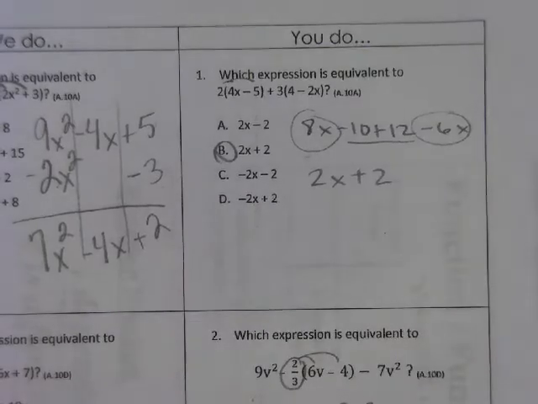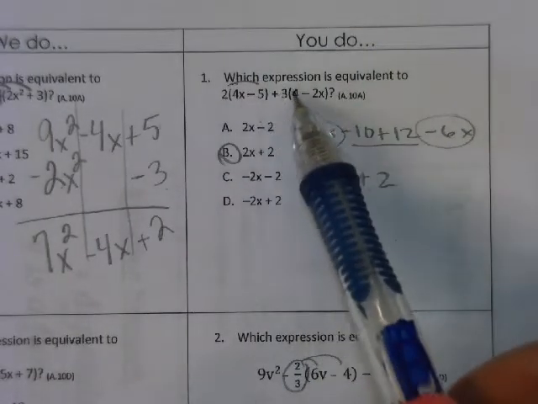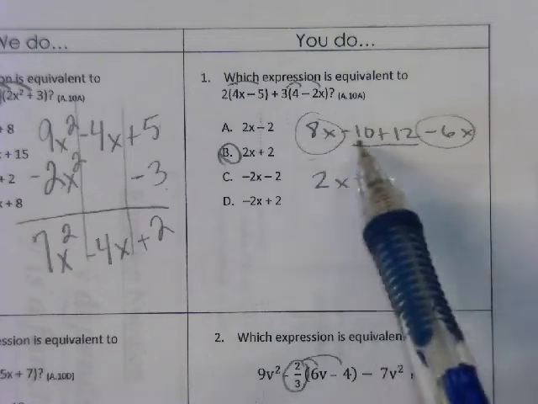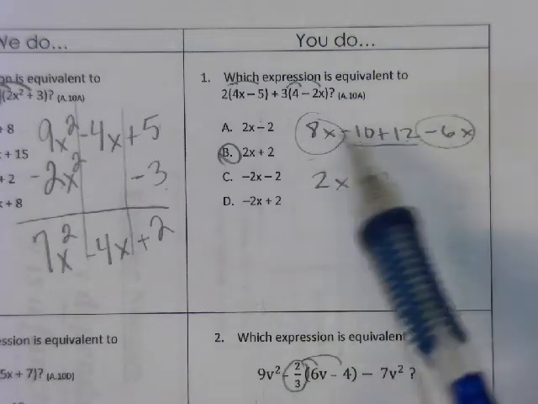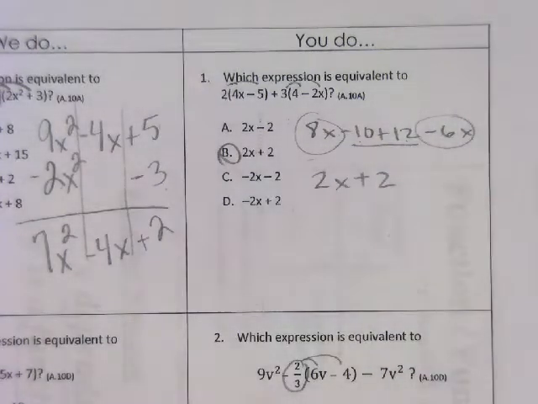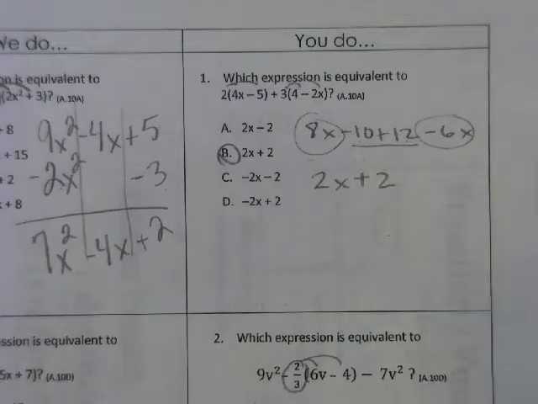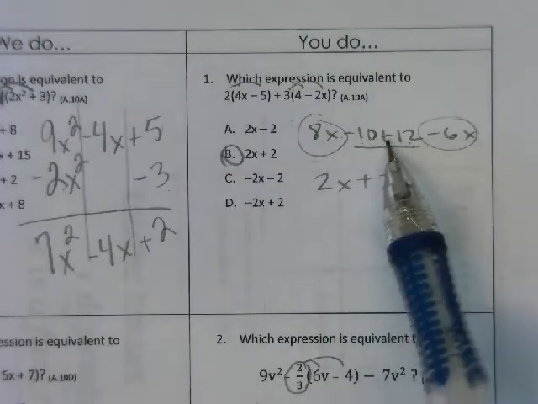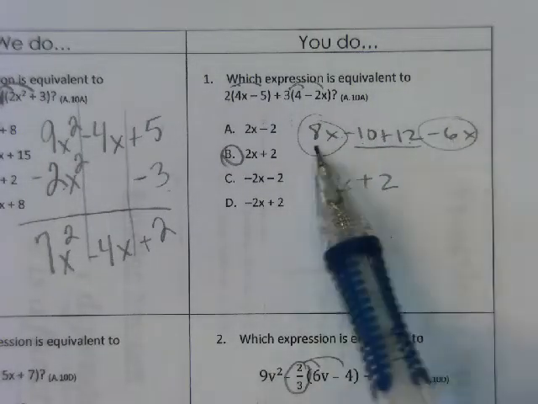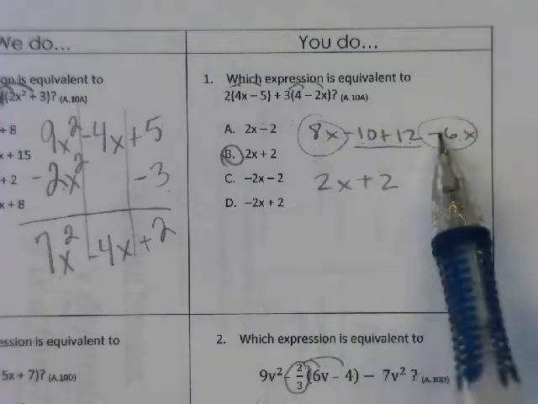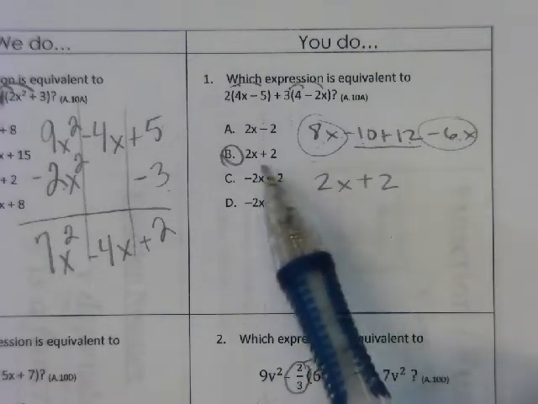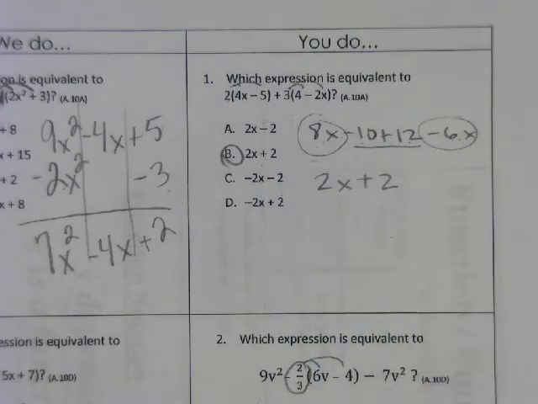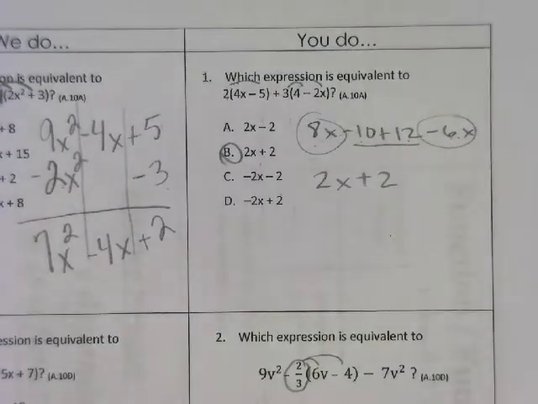All right, so here you had to distribute the 2, and you had to distribute the 3, and then you could collect like terms. Now, if you are not distributing and paying attention to those signs, so you should have gotten 8x minus 10 and a positive 12 and a negative 6x. Then if you didn't make those signs correct, when you combine like terms, you might not have gotten that one. How'd you do? Good? Okay.